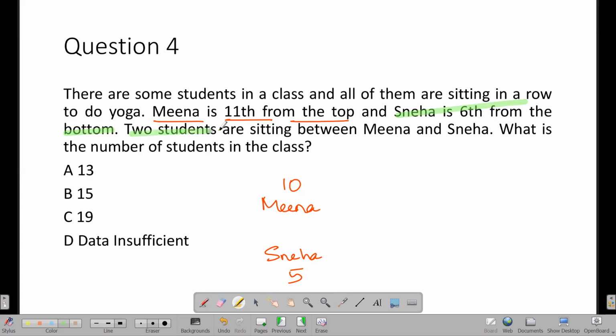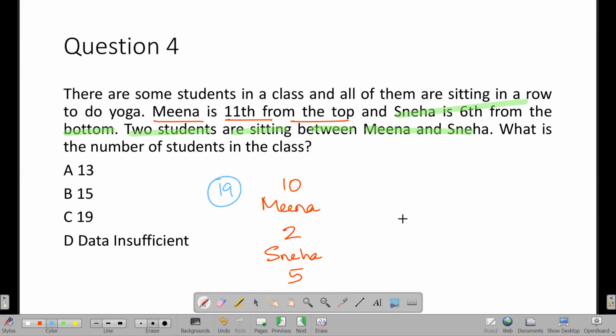Now it is given 2 students are sitting between Meena and Sneha. So between Meena and Sneha, you are considering 2 girls now. So the total number of students in that class will be 10 plus Meena, the 11th girl. So 10 plus 1, 11, 12, 13, 14, 15, 16, 17, 18, 19. So the total can be equal to 19. This is a possible answer.